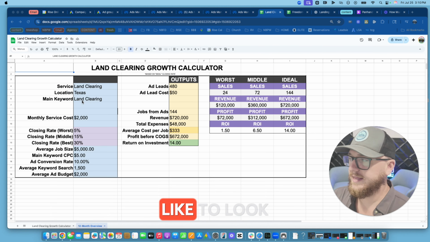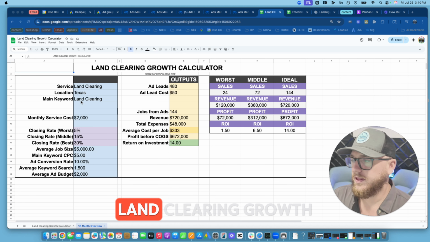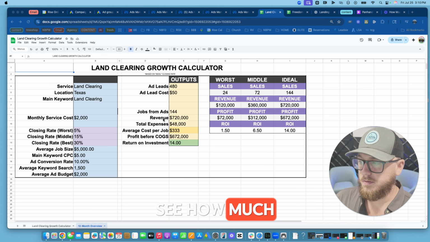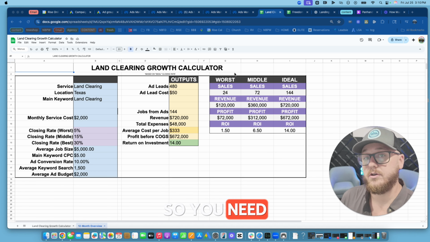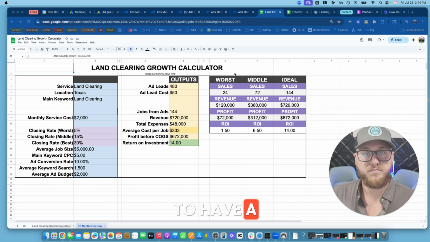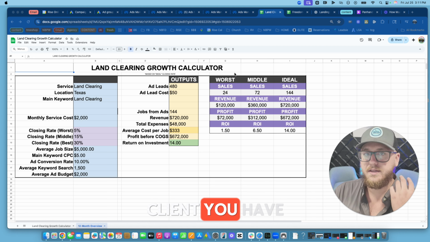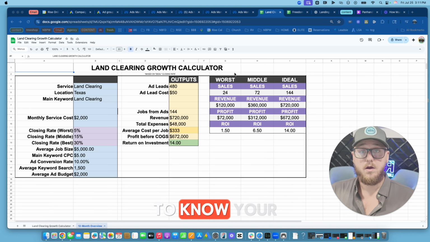So this is where I really like to look at the ROI calculator, as I call it, the land clearing growth calculator, to sort of see how much can I spend. For this, you have to know your numbers. So you need to have a sales tracking pipeline in place. If you're our client, you have this already in your dashboard, but you want to know your rates.